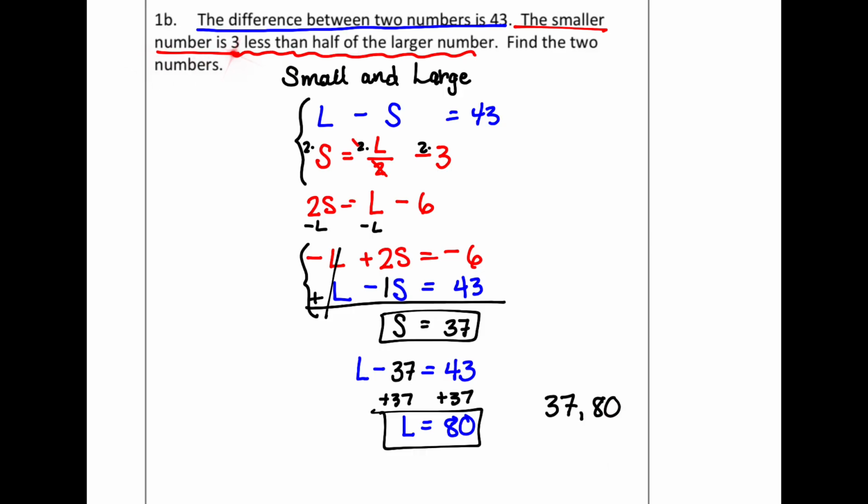You subtract those and you do get 43. And the smaller one is 3 less than half of the larger. Half of the larger is 40. 3 less than that is 37. Okay, so either box or circle both of them or write both of them somewhere.